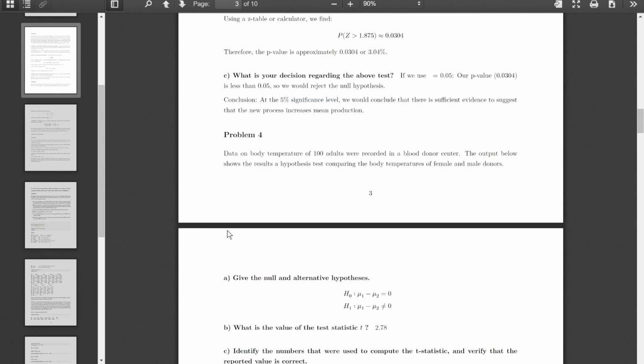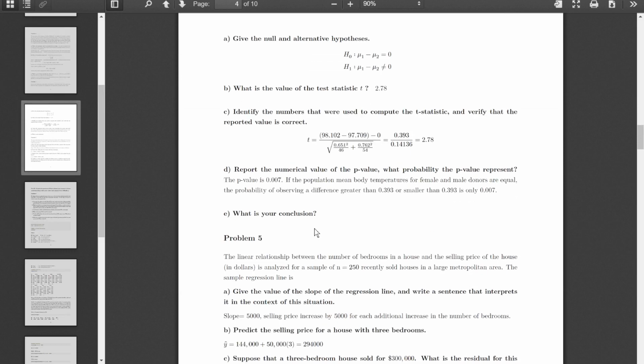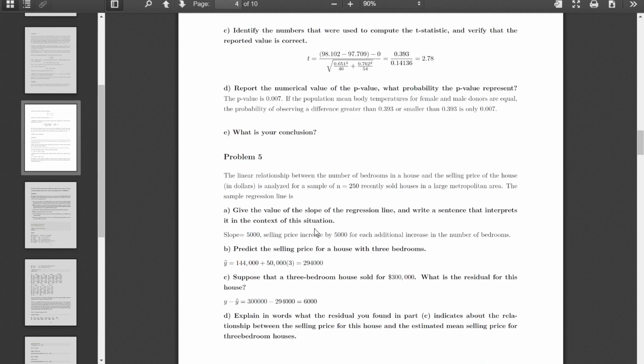I didn't copy the pictures here, so you need to check the pictures. For problems 4 and 5, you need to check the pictures.